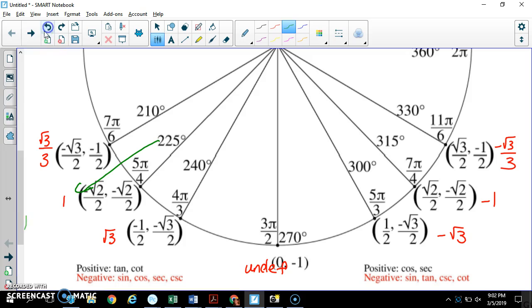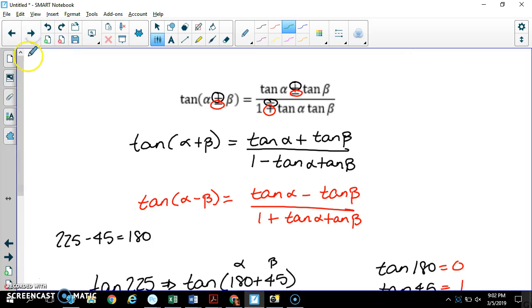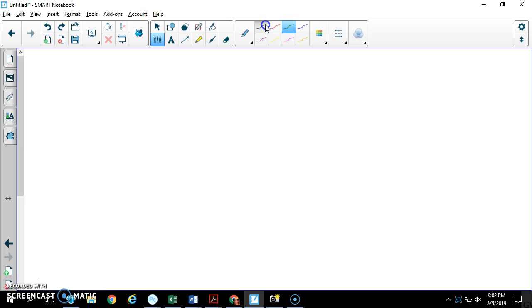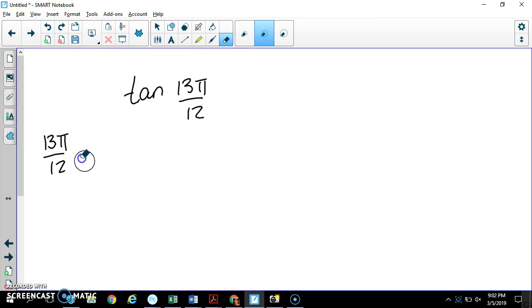Okay? So let's try a different one. Let's do tangent of 13 pi over 12. All right, so same thing. We're going to try the same idea as what we did before, where we're just going to take it and subtract pi over 4. Oh, not equals, minus. Okay, minus pi over 4.